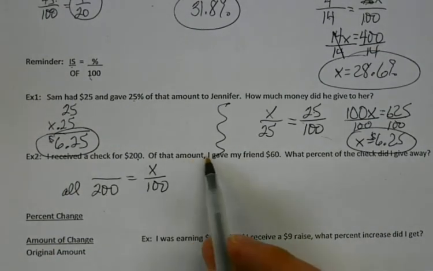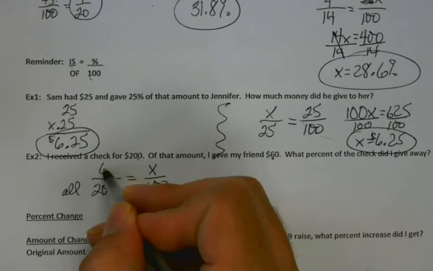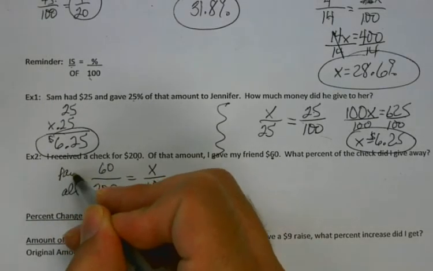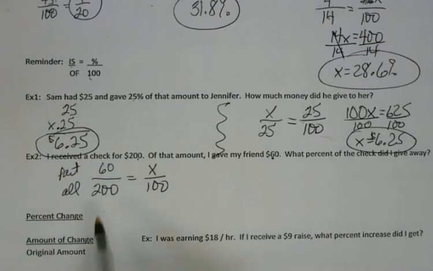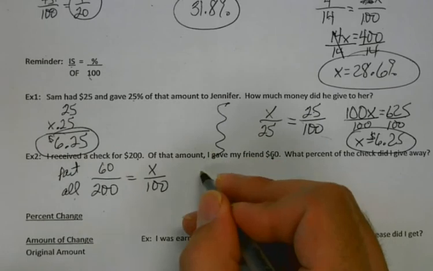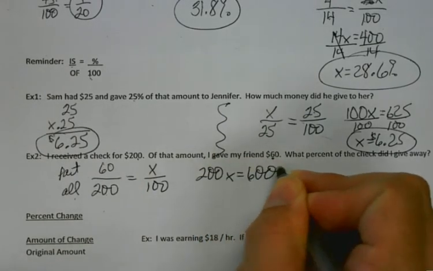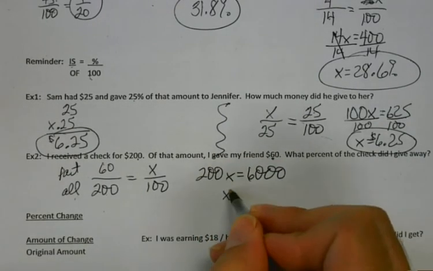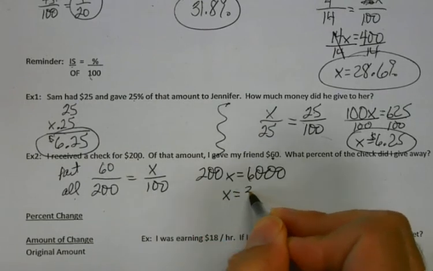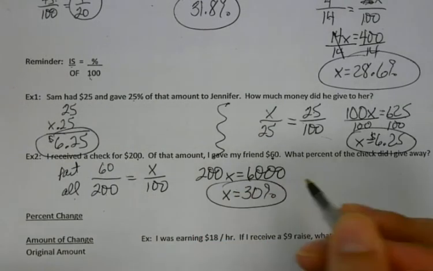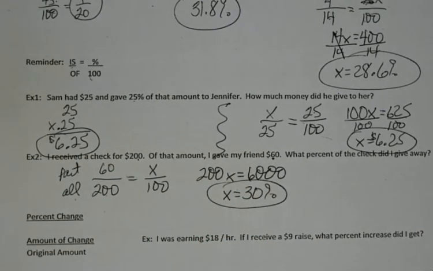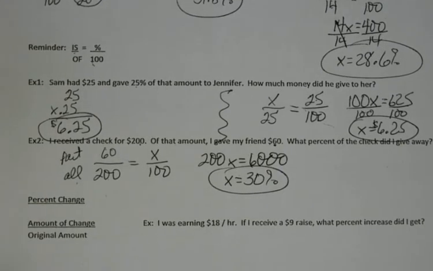I gave a portion of that, 60, to my friend. So you can always look at these fractions as part over all. Cross multiply and divide by my 200, and we got to remember this is a percent, so I gave 30% of my check away. Dang, I'm pretty nice. I want to know that person.